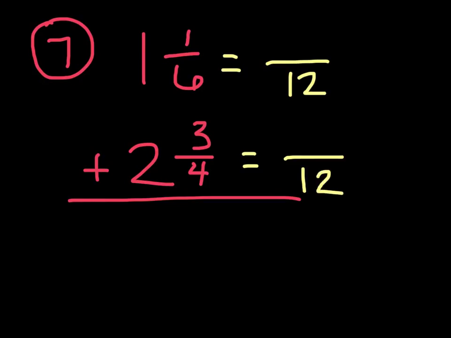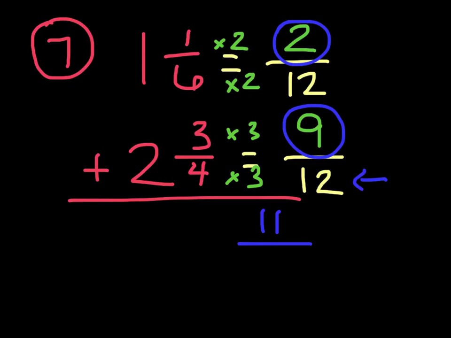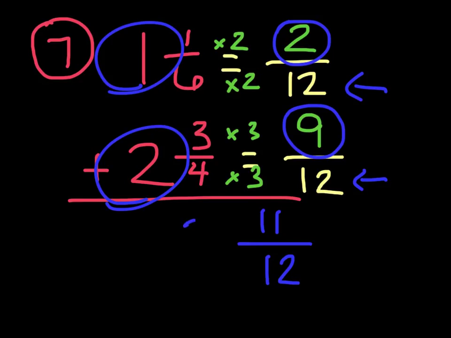Now I'm going to find my equivalent fractions. 6 times 2 gives me 12. So 1 times 2 gives me 2. 4 times 3 gives me 12. So 3 times 3 gives me 9. Alright, once I'm done with that, I can just add my numerators. 9 plus 2 gives me 11. Denominators stay the same. And then I add my whole numbers. 2 plus 1 gives me 3. My final answer is 3 11/12.